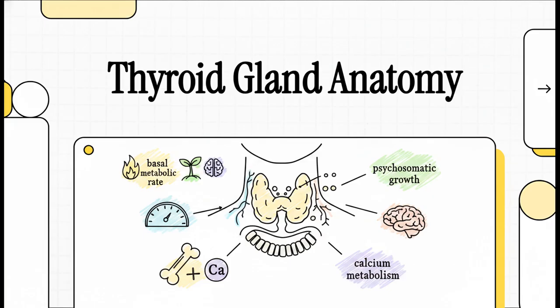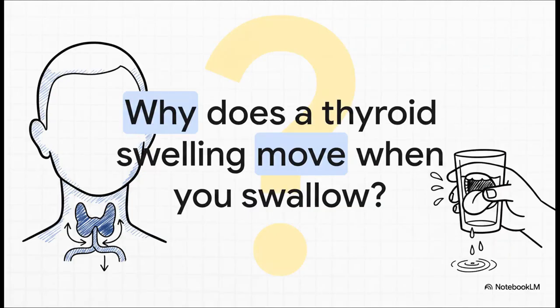As an incredibly active endocrine organ, the thyroid controls pretty much everything, from your basal metabolic rate to psychosomatic growth and even calcium metabolism. It is literally central to human physiology. But before we get totally lost in the weeds here, let's start with a classic clinical exam question. This perfectly proves why gross anatomy actually matters in the real world.